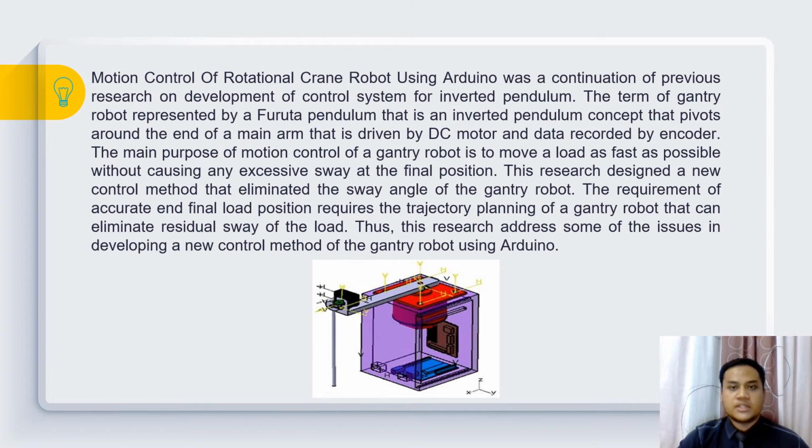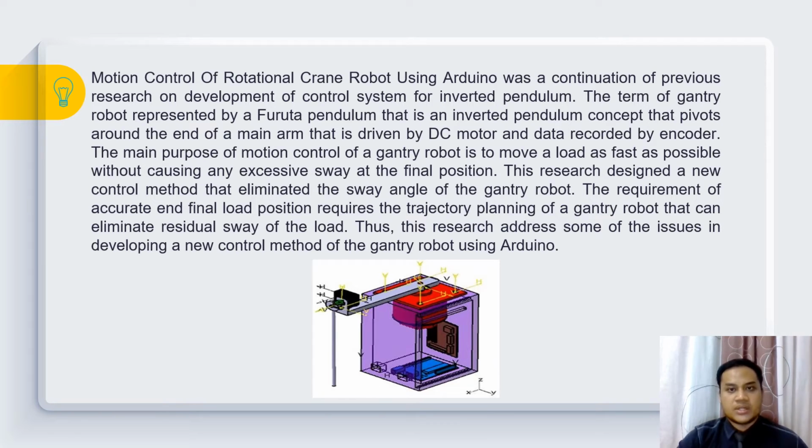Motion control of rotational crane robot using Arduino is a continuation of previous research on the development of a control system for an inverted pendulum. The gantry robot is represented by a full rotary pendulum, an inverted pendulum concept that pivots around the end of a main arm driven by a DC motor, with data recorded by an encoder. The main purpose of motion control of a gantry robot is to move a load as fast as possible without causing any excessive sway at the final position.